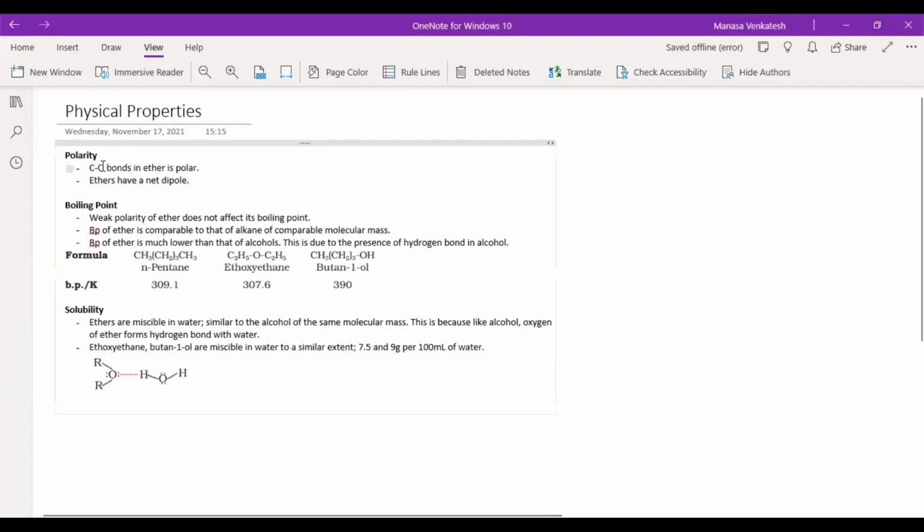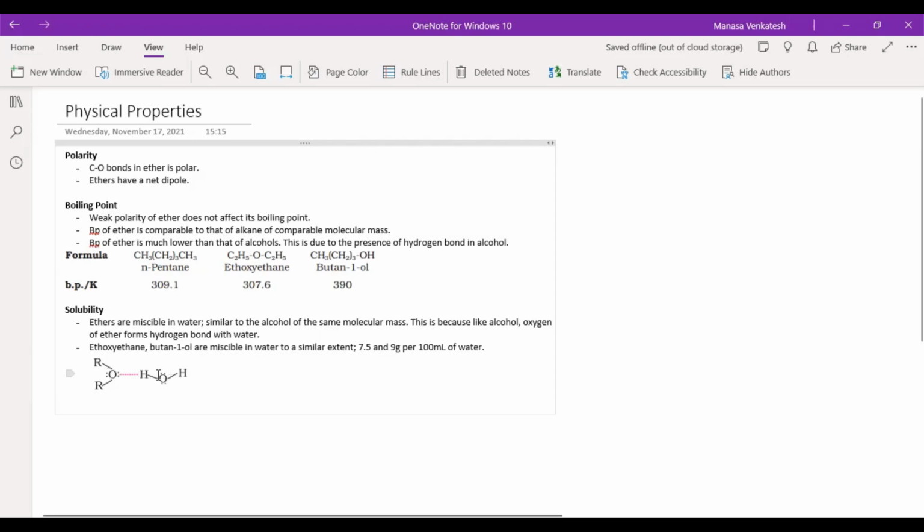Physical properties of ethers. The carbon-oxygen bond in ether is polar because the oxygen atom is more electronegative than carbon, and so ethers have a net dipole moment. Now, boiling point of ethers. The weak polarity does not actually affect the boiling point. So the boiling point of the ether is quite close to that of an alkane of comparable molecular mass. And one more thing, the boiling point of ether is quite lower compared to that of the alcohol, because alcohols have the tendency to form hydrogen bonds. Next, solubility. Ethers are miscible in water, because the oxygen atom in ether is capable of forming a hydrogen bond with water.